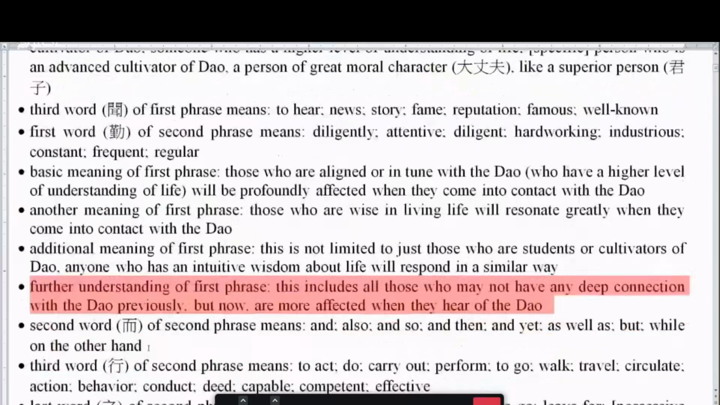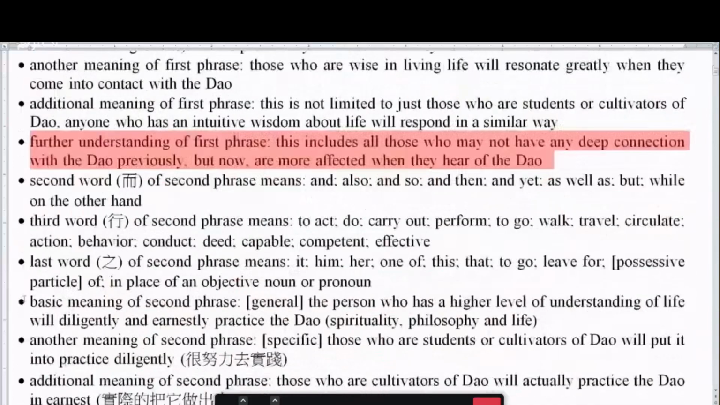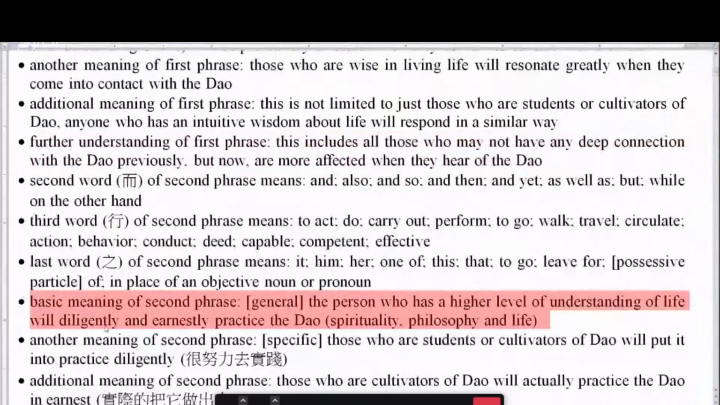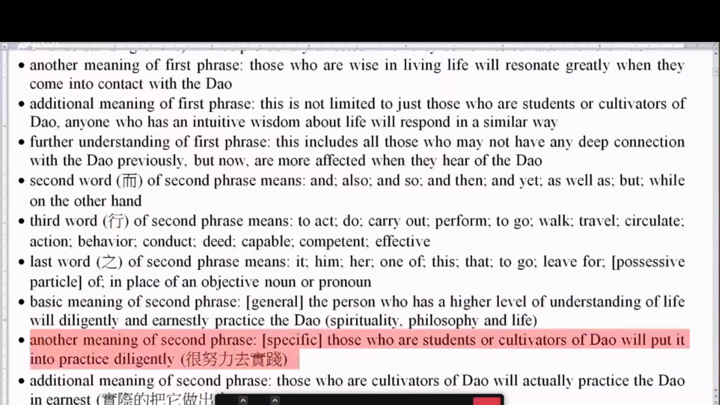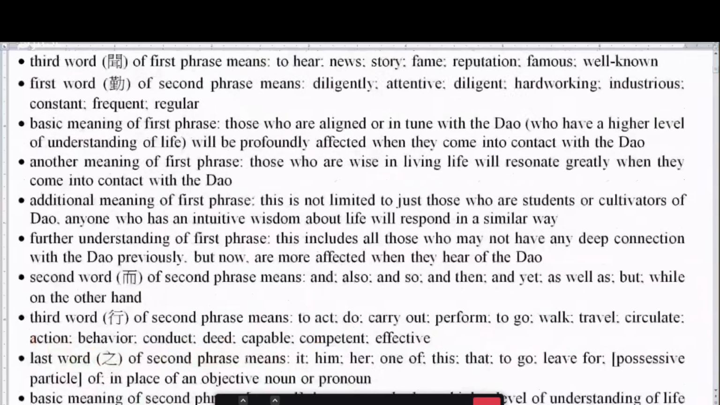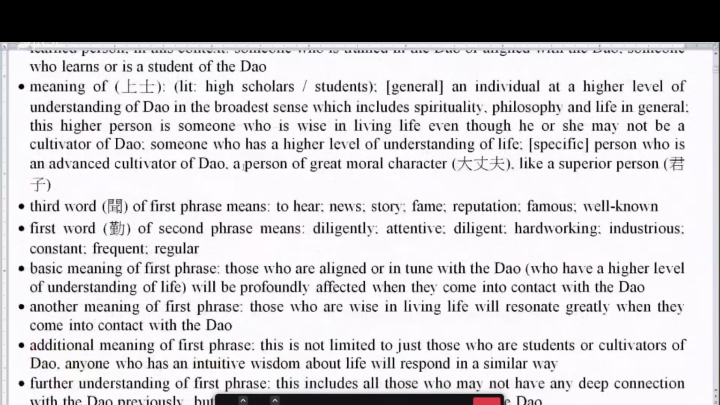Let's talk about the second phrase. On the general level, the person who has a higher level of understanding of life will diligently and earnestly practice the Tao. Now, the Tao in the broader sense, I don't mean specific Tao, but it could include spirituality, philosophy, life, etc. On the specific level, those who are students or cultivators of Tao will put it into practice diligently. So it'd be like the Da Zhang Fu, a person of great moral character or a superior person in the Confucian teachings. That's the more specific.